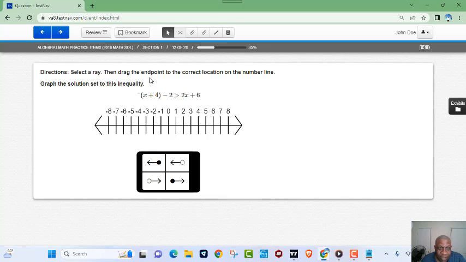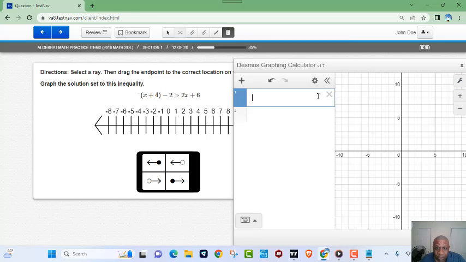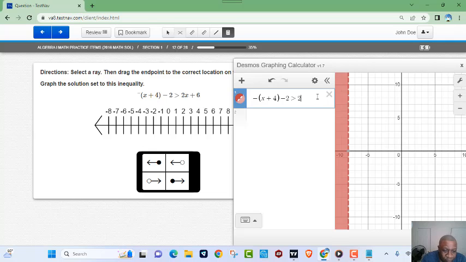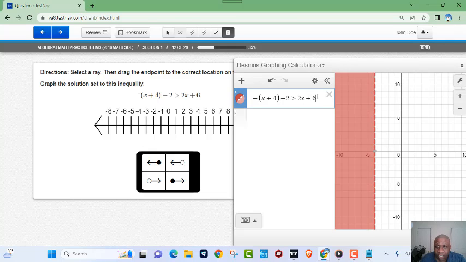Direction, select a ray, then drag the endpoint to the correct location on the number line. Graph the solution set to this inequality. All right, let's bring up Desmos again here and clear this out. So it says negative, open parentheses, x plus 4, close parentheses, minus 2 is greater than 2x plus 6.